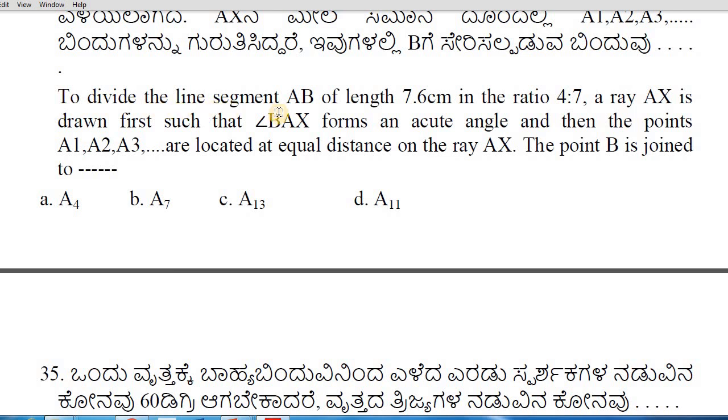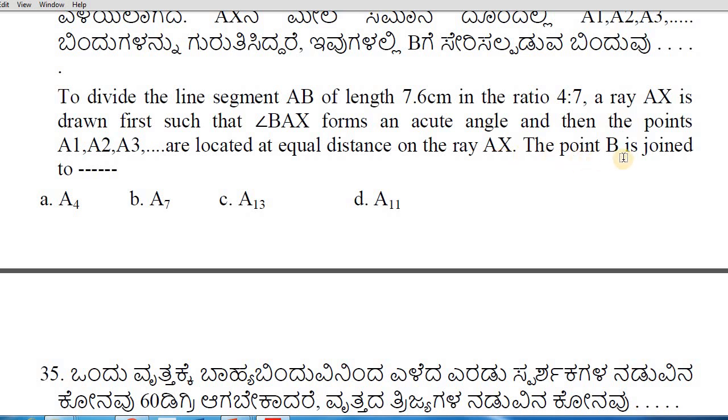To divide the line segment AB of length 7.6 cm in the ratio 4:7. Children, keep it in mind. We are constructing a line segment in the given ratio, hence you have to add the ratios. A ray AX is drawn first such that angle BAX forms an acute angle, and then the points A1, A2, A3 and so on are located at equal distances on the ray AX.